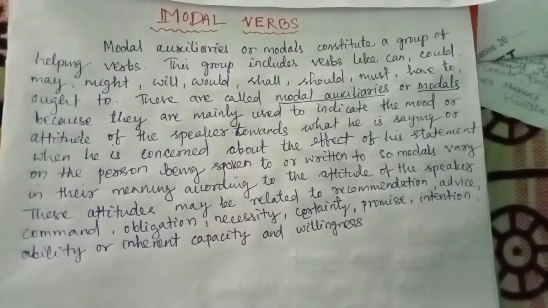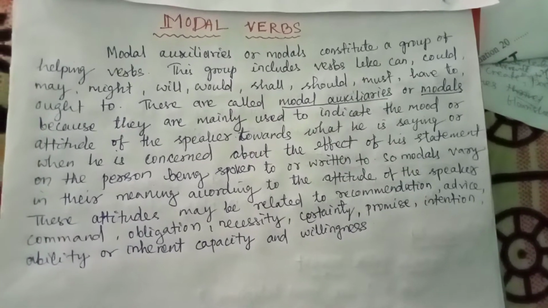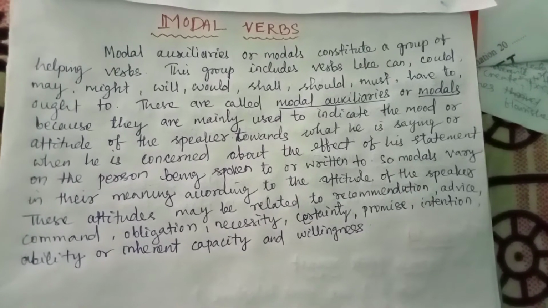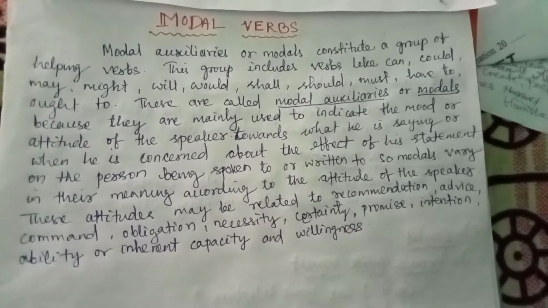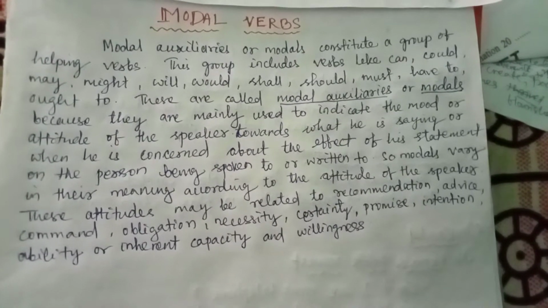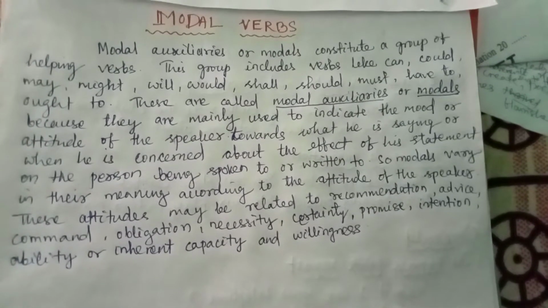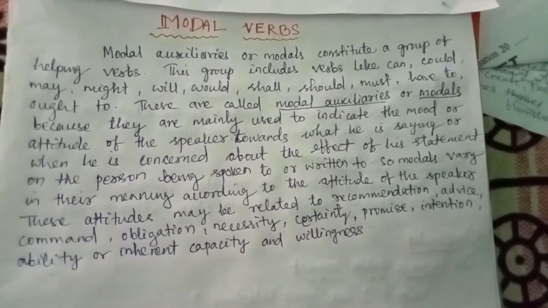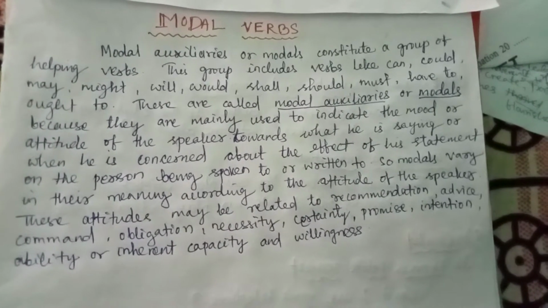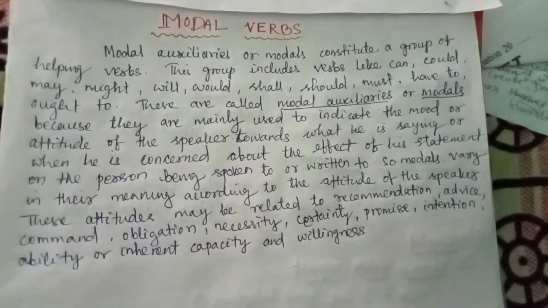So modal auxiliaries or modals constitute a group of helping verbs. You know about the helping verbs, also called the be verbs or auxiliary verbs, like is, am, are, was, were, have, has. These are the helping verbs, you know it. So this group includes verbs like can, could, may, might, will, would, shall, should, must, have to, are to. These are called modal auxiliaries or modals.